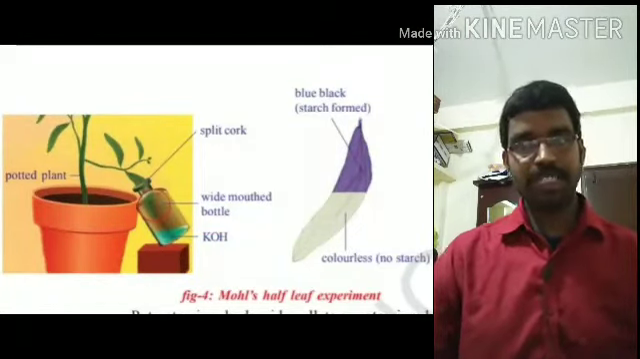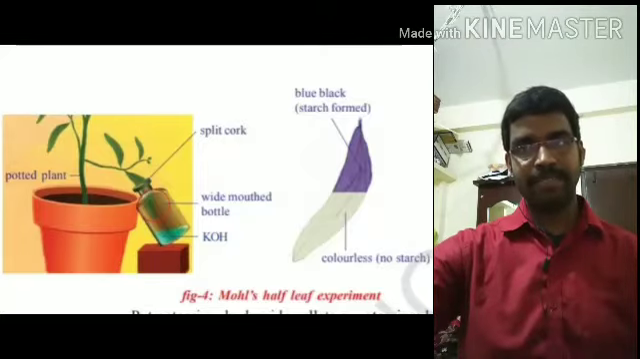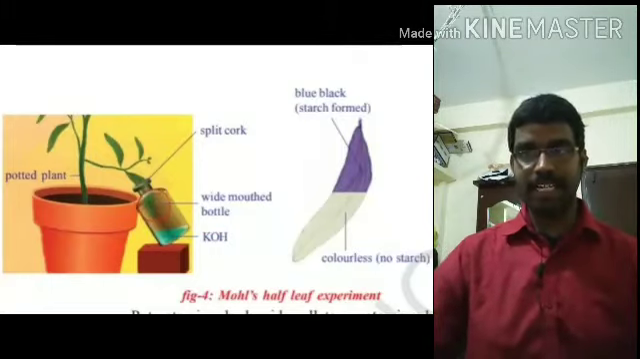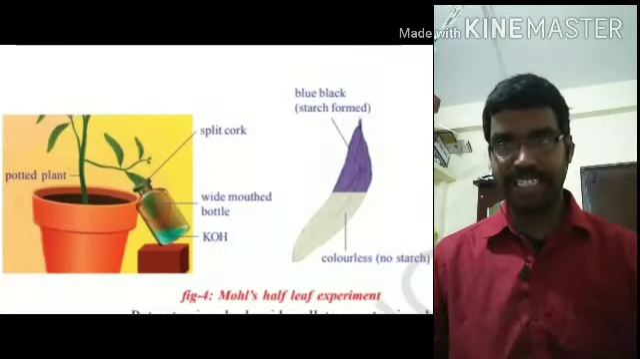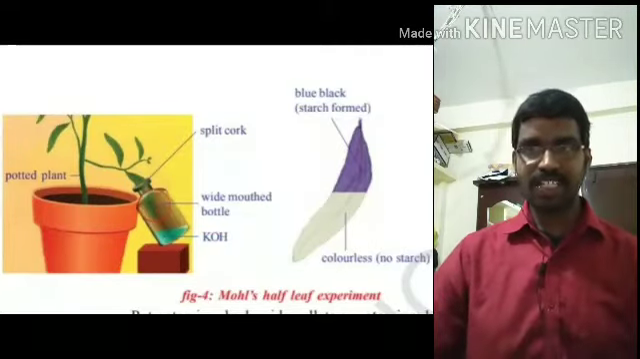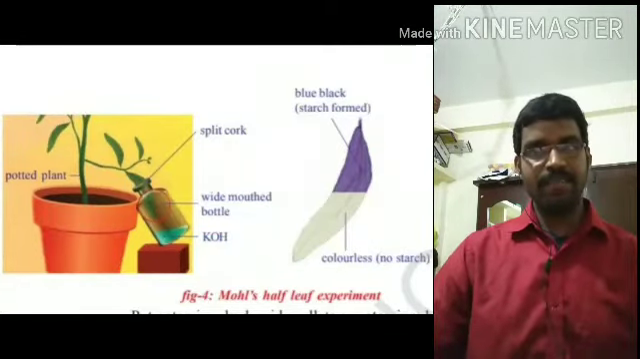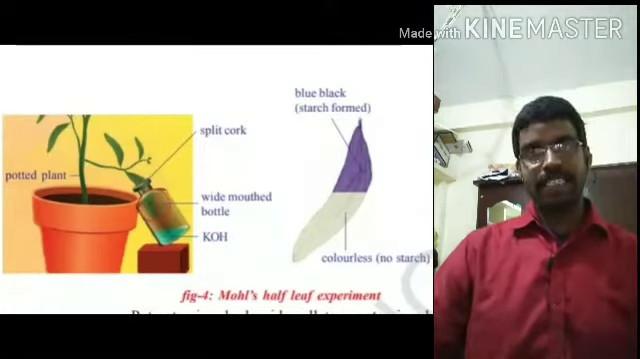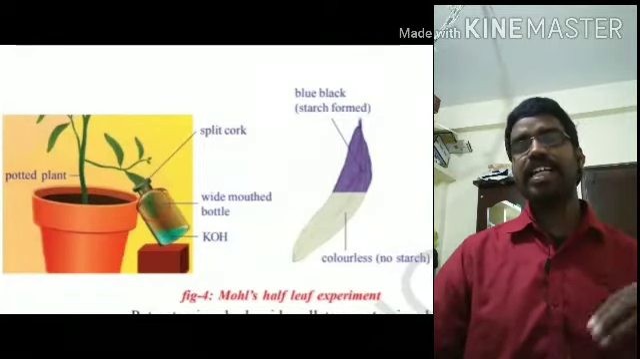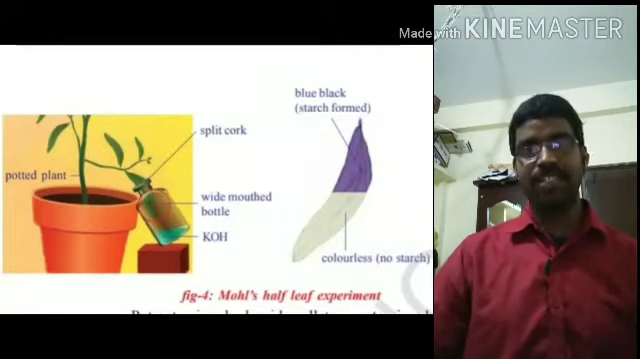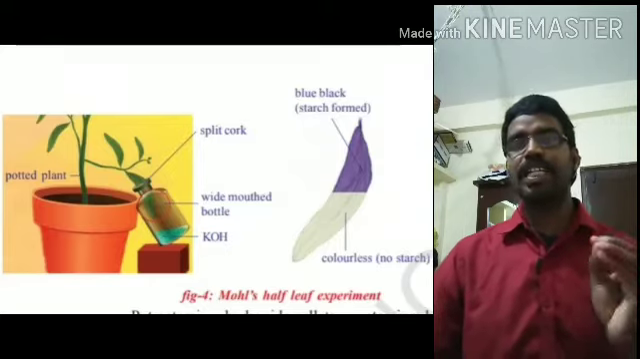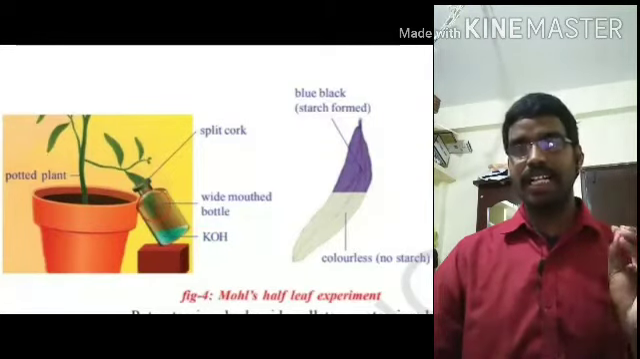After that, take one potted plant. Before using this plant, you have to keep it in a dark room for one week. By placing the plant in a dark room, the starch is removed from the leaves. When we use a fresh plant, some amount of starch is present in the leaves, which interferes with our result. So keep the plant in the dark room for one week to remove the starch present in the leaves.